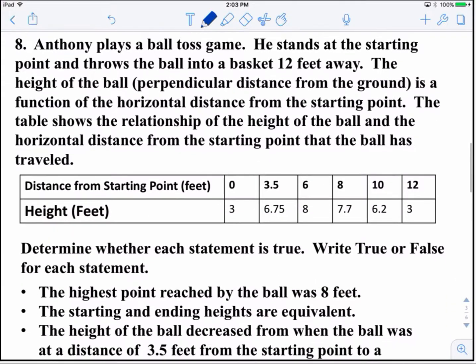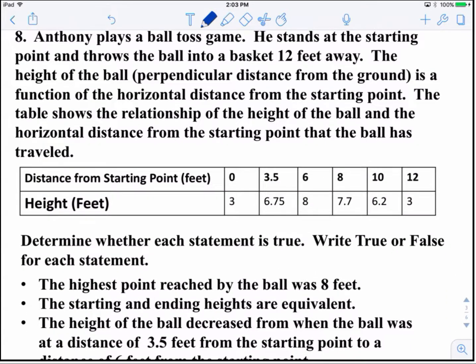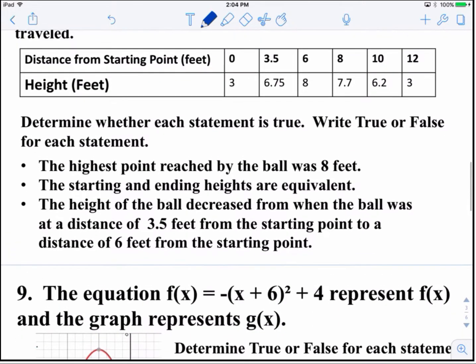Number 8, Anthony plays a ball toss game. He stands at a starting point and throws the ball into a basket 12 feet away. The height of the ball, perpendicular distance from the ground, is a function of the horizontal distance from the starting point. The table shows the relationship of the height of the ball and the horizontal distance from the starting point that the ball has traveled. So in order to first answer those 3 bullet questions, we need to understand the table first.